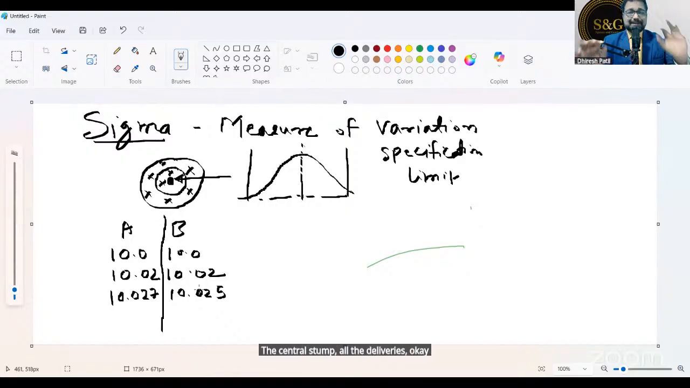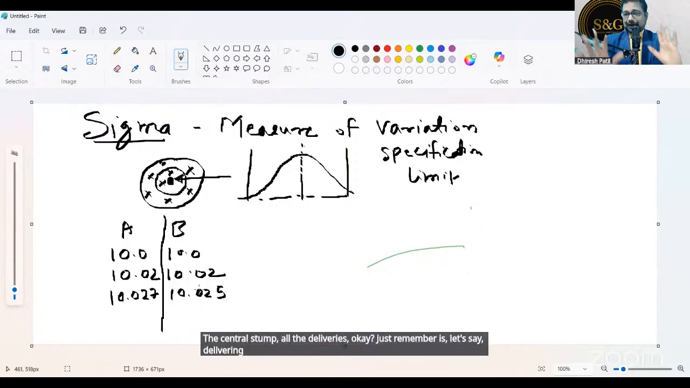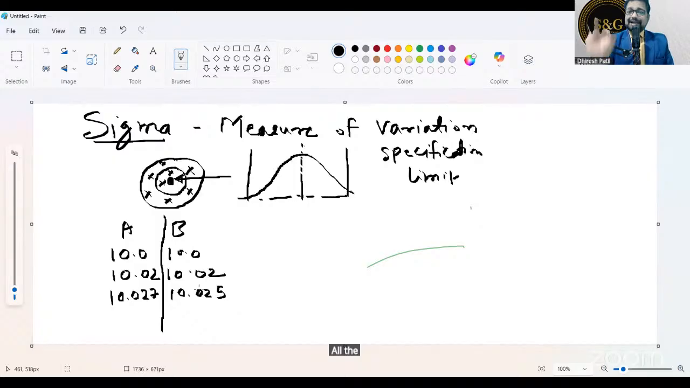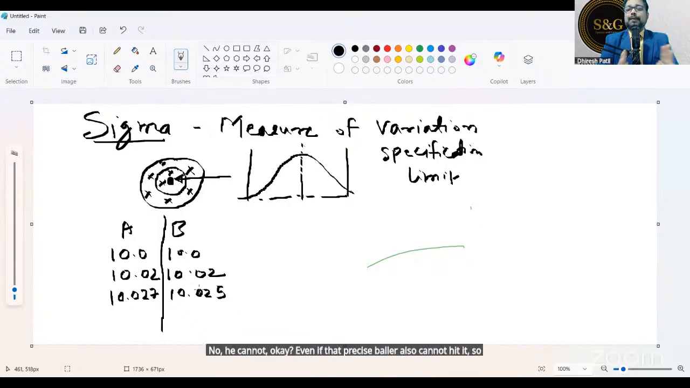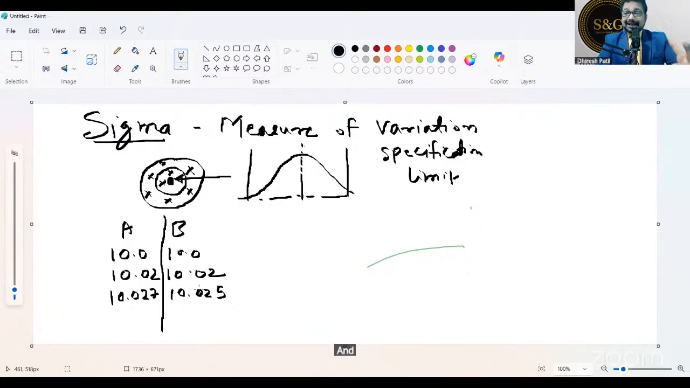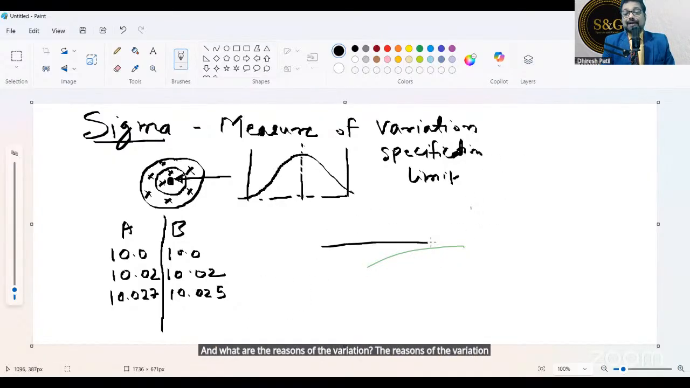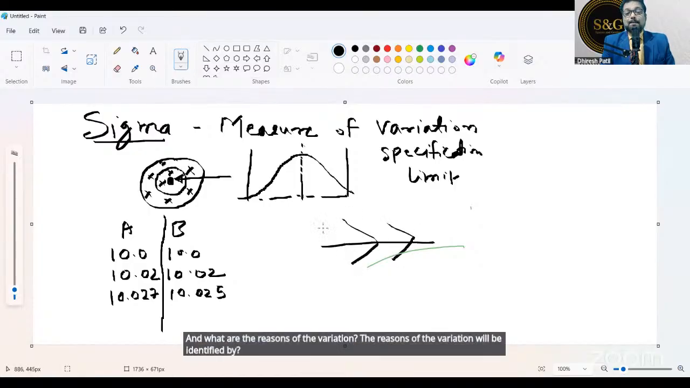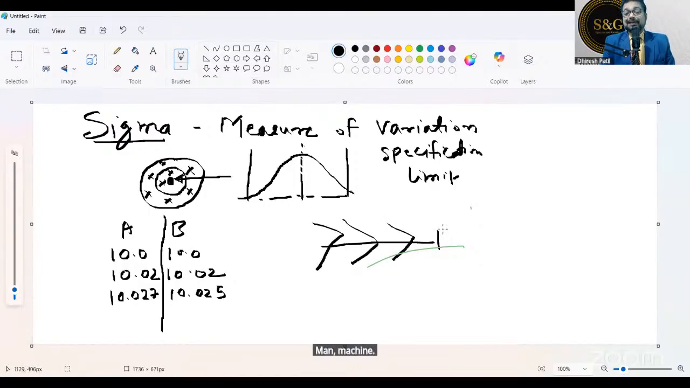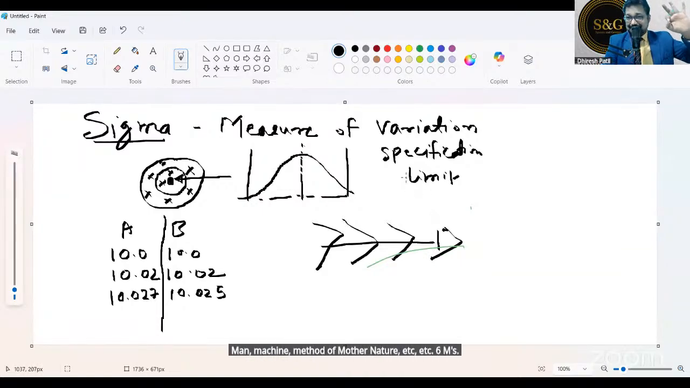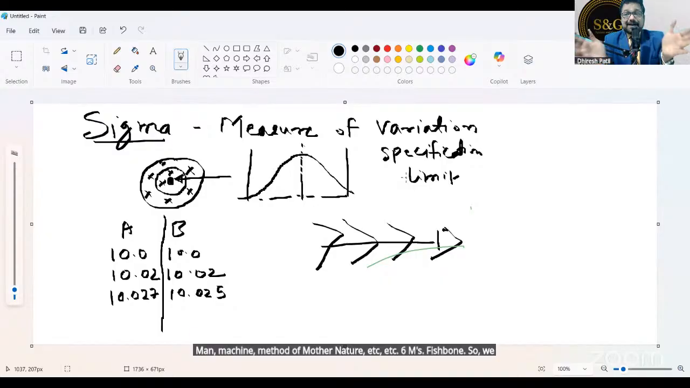Okay, Jasprit Bumrah is, let's say, delivering 10 overs in a one day cricket match. All the 60 balls, can he hit exactly the center stump? No, he cannot. Even that precise bowler cannot hit it, so variation will be there. And what are the reasons of the variation? The reasons of the variation will be identified by man, machine, method, mother nature, etc. 6 M's. Fishbone. So we identify why there is a variation.